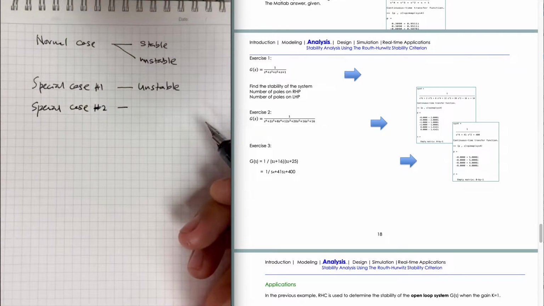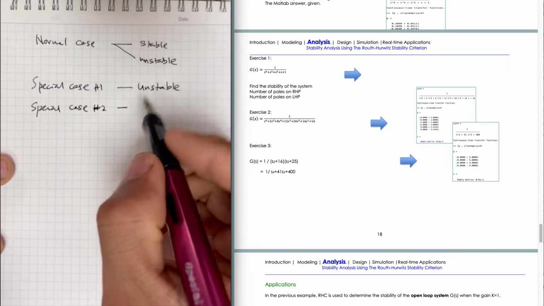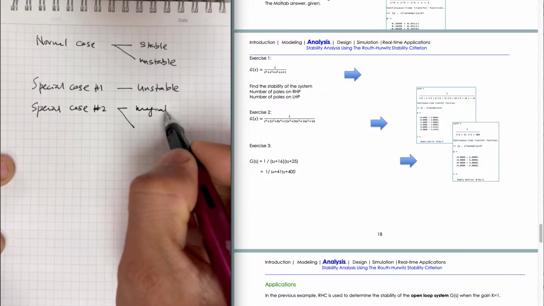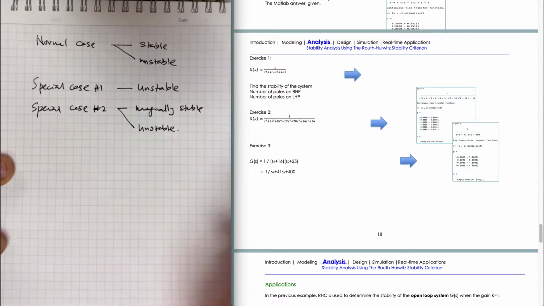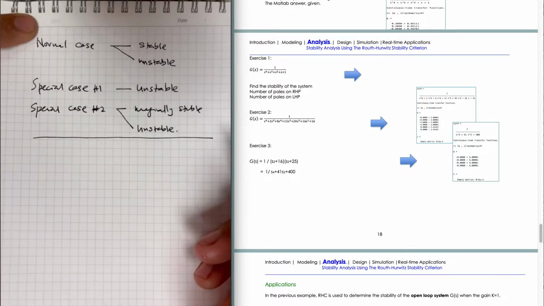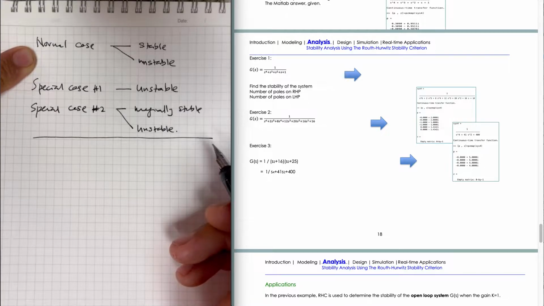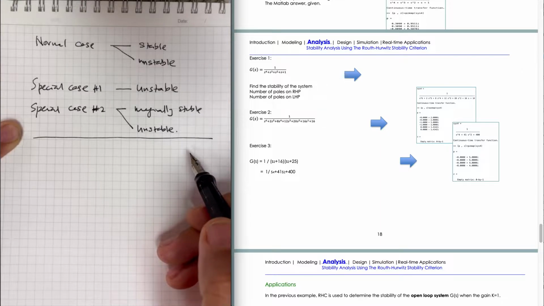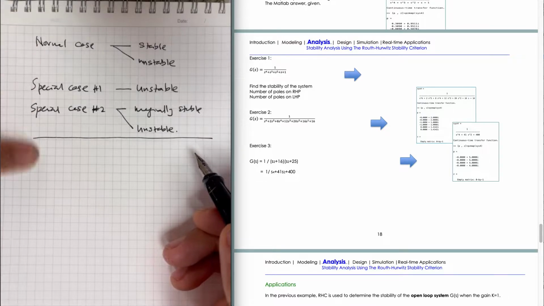For special case 2, where the entire row is 0, the system can be marginally stable or unstable. We will demonstrate this after this. Okay, these are the cases that we will find when we fill up the RH table. Then based on the RH criterion, we can determine whether or not the system is stable, and so on.